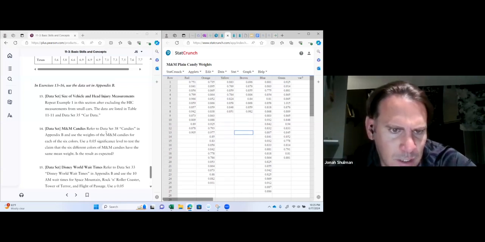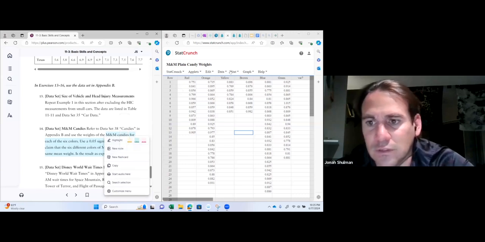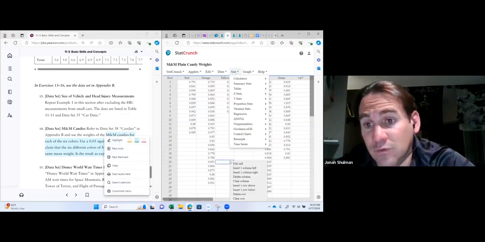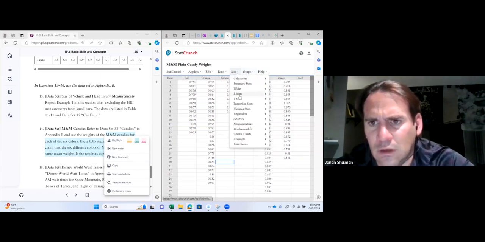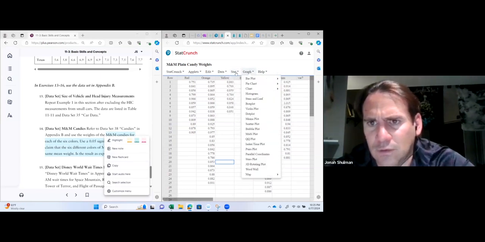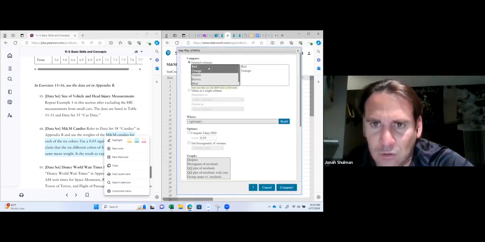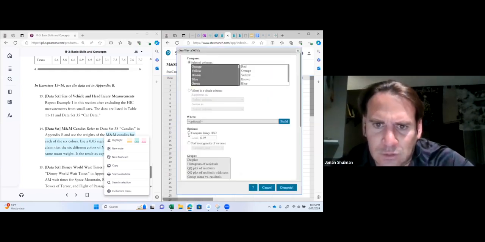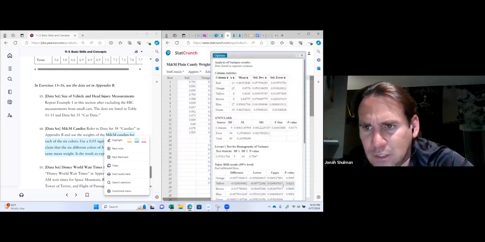Use appendix B, use the weights of the M&Ms, test the claim that they have the same mean weight. Is the result as expected? All right, so we've got all of these. This is going to be tough because we have different numbers of values in each. So I'm definitely not doing this one by hand. I'm going to go to stat, ANOVA, one way. I need them all. I definitely want to do the Tukey test for homogeneity of means. That's fine. All right, let's see what we get.